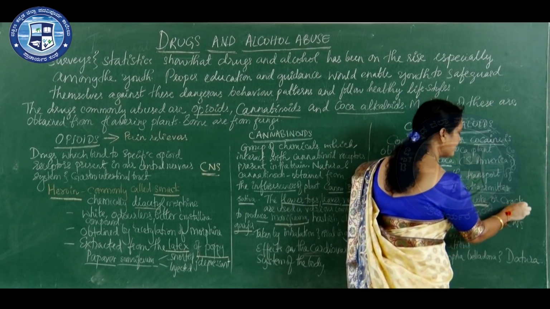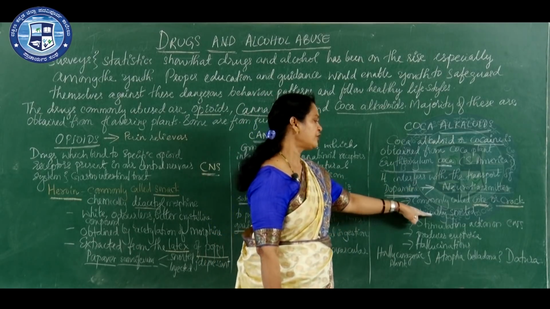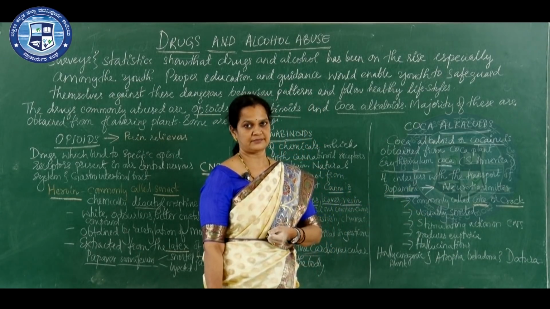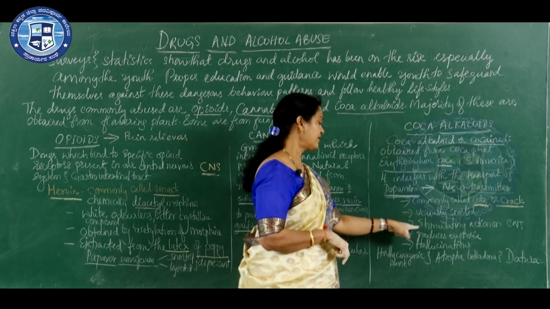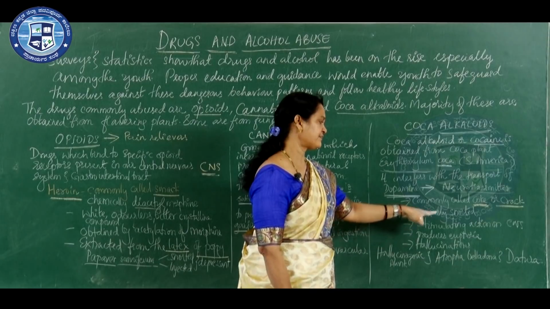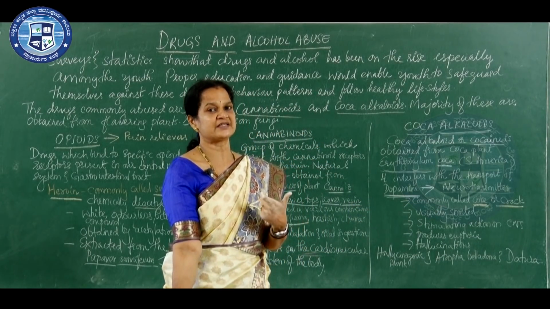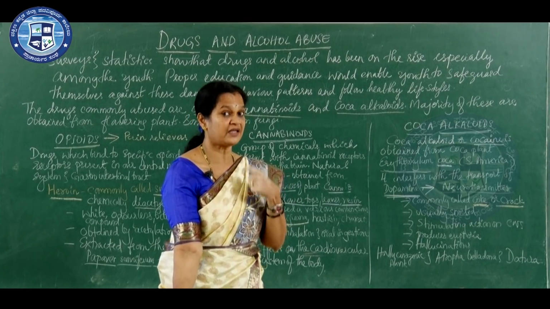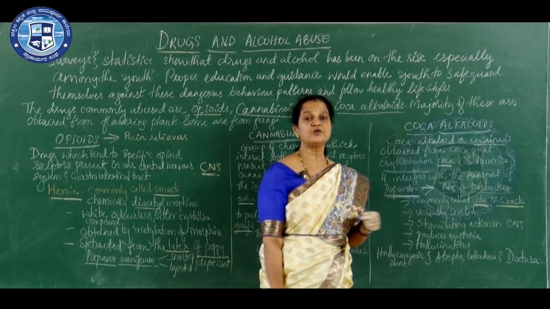This drug is commonly known as coke or crack, and usually it is snorted. So usually it is snorted. Then it stimulates our central nervous system. It has a stimulating effect on our central nervous system, and it produces euphoria.